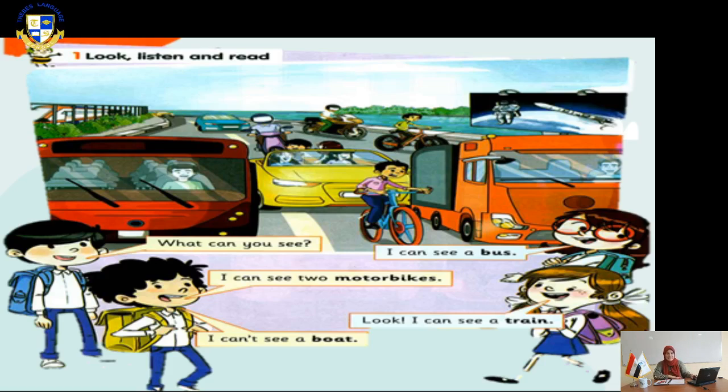Now, in page 66 in your student book, exercise number 1, look, listen and read. We have 2 boys and 2 girls. The first boy is saying, "What can you see?" He's asking the girl. The girl is saying, "I can see a bus." The other boy is saying, "I can see 2 motorbikes." Then the girl is saying, "Look, I can see a train."